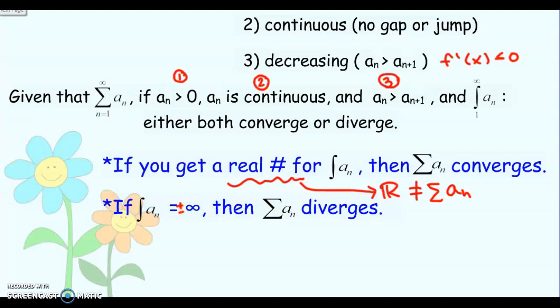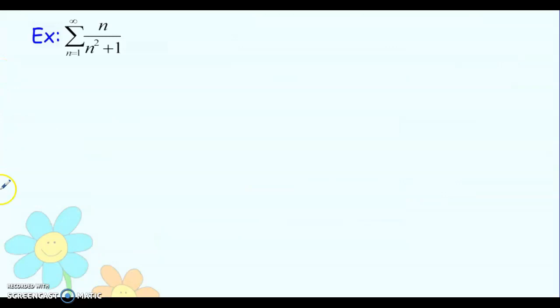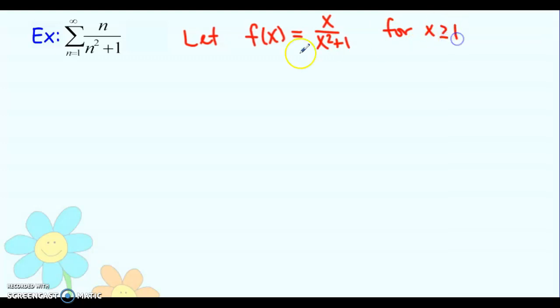So let's take a look at one of those. Here's an example from n equals 1 to infinity of n over n squared plus 1. So what we're going to do is let that function, thinking of it in terms of a function, and it's really an expression, x over x squared plus 1 for x's greater than or equal to 1, because that's where our summation starts.